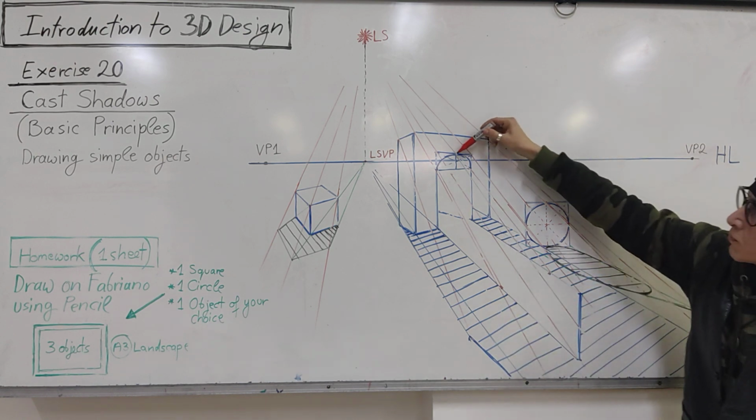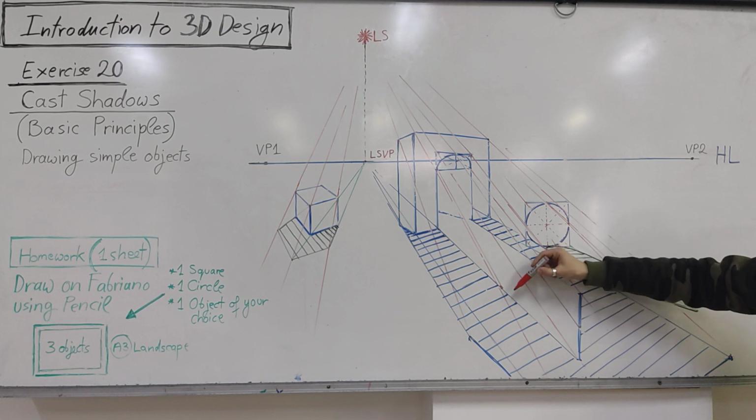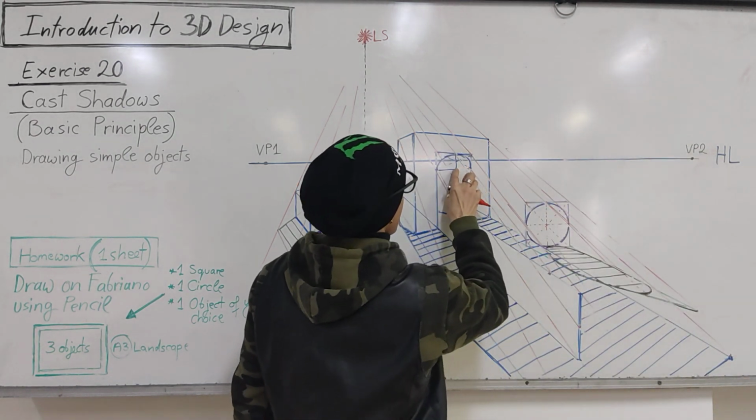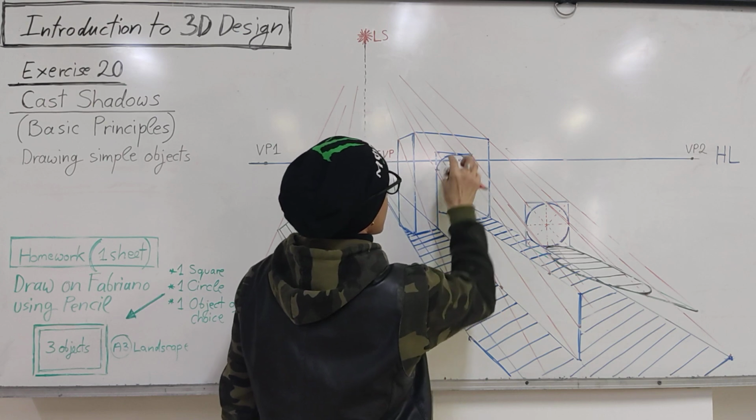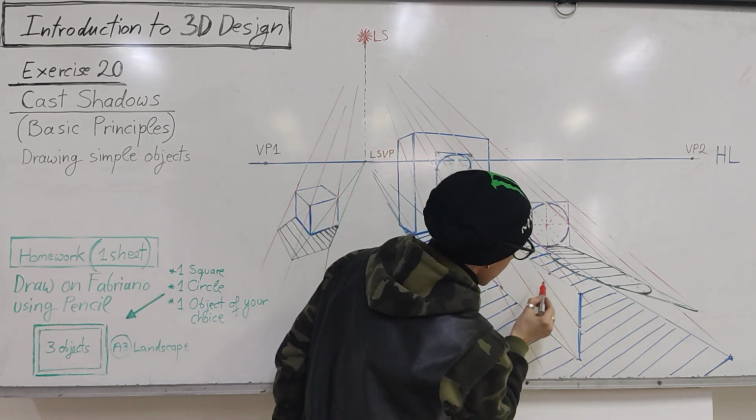So, this point through the light source, it's located where it intersects this line. Now we have 1, 2, 3 points that we need to connect. So, what I really want is this object here. This object only, okay? So, I will connect it.